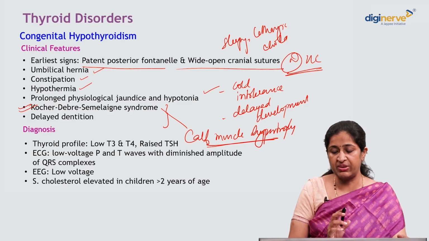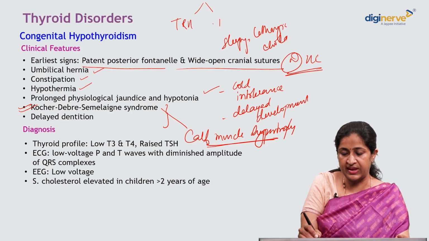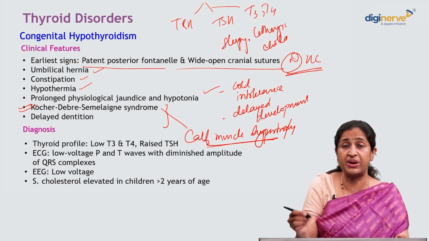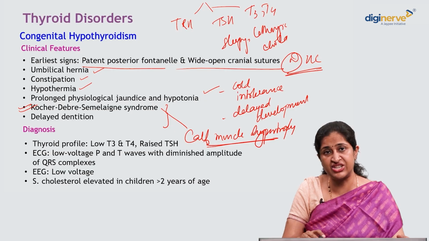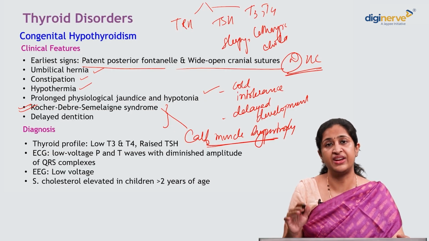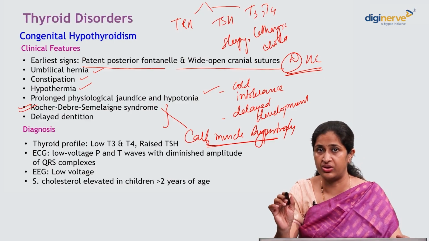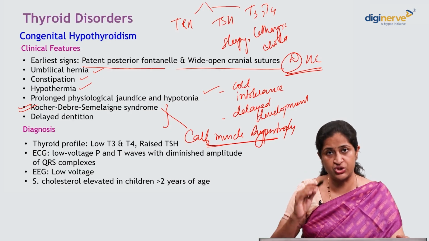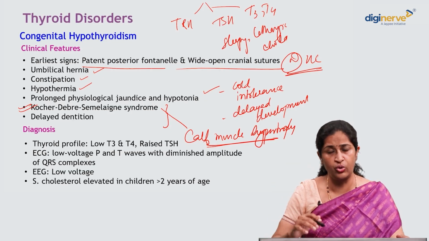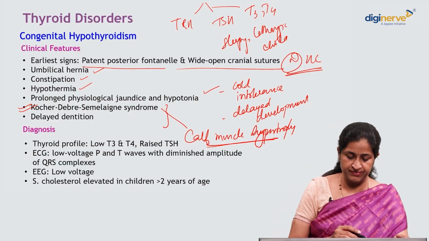Diagnosis, now remember, you have the thyroid releasing hormone, thyroid stimulating hormone, and the T3 and T4, the primary thyroid hormones. If you have TSH elevated and T3 and T4 low, that is primary hypothyroidism. If you have TSH low, T3, T4 also low, it is secondary or central hypothyroidism.